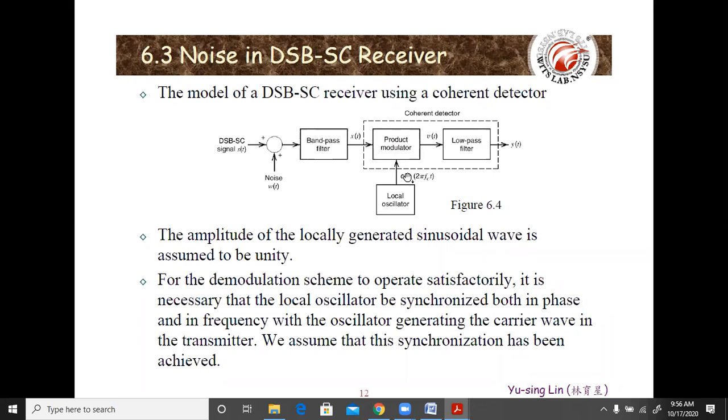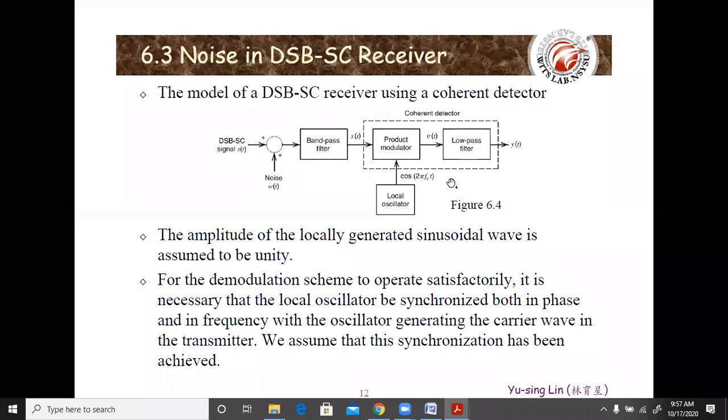To the product modulator, we are giving another term, which is the local oscillator signal for the purpose of demodulation, and that is cos of 2 pi fc t. So the whole of this is a coherent detector or demodulator. The amplitude of the locally generated sinusoidal wave is assumed to be unity. We will not consider Ac, but rather 1 into cos of 2 pi fc t.